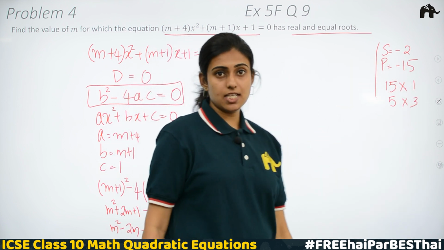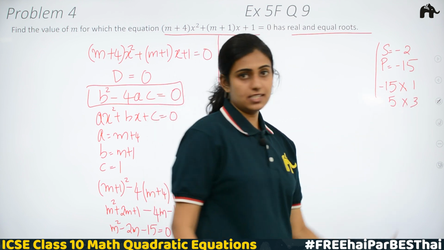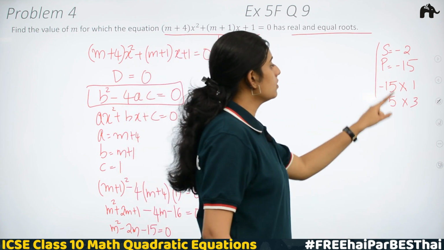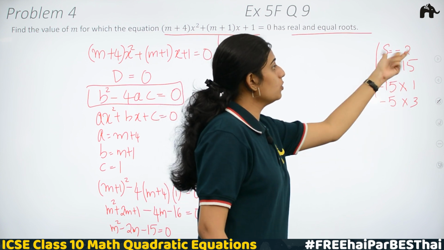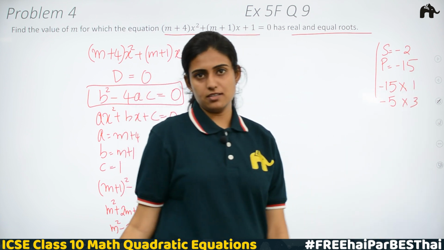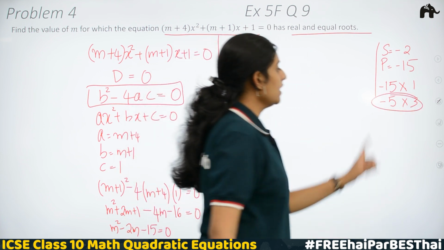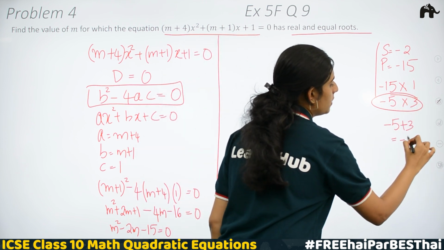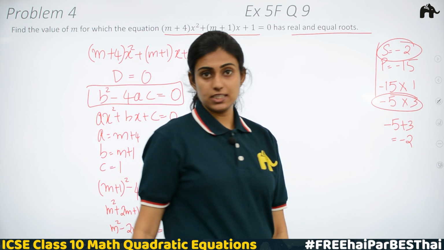15 and 1, which is greater? 15 is greater. We'll put a negative here. 5 and 3, which is greater? 5 is greater. So, a negative sign here. Now, when you take these two, which one gives sum −2? −15 plus 1 is not −2, it is −14. What about this? −5 and 3. −5 plus 3 is equal to −2. We are getting sum −2 when we choose −5 and 3.